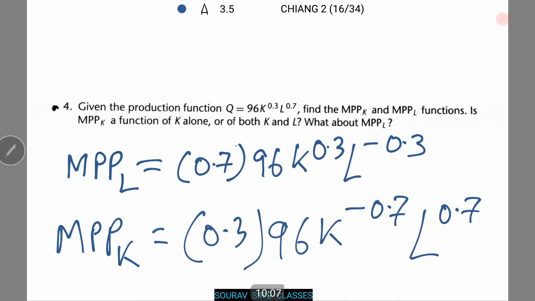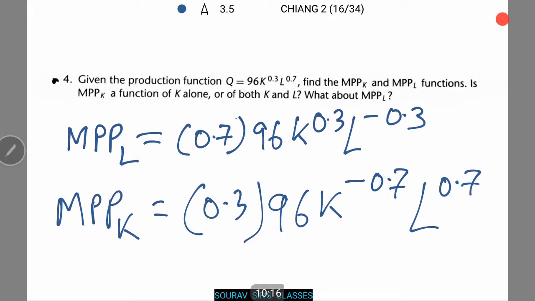Now you see that the MPPL equals 0.7 into 0.96 k to the power 0.3 L to the power minus 0.3. Over here it's written whether MPPK and MPPL are independent of K or L or not. We see that both K and L are present in both the terms. So MPPK and MPPL is not a function of K alone. It consists of both K and L. Moving on to the next question.